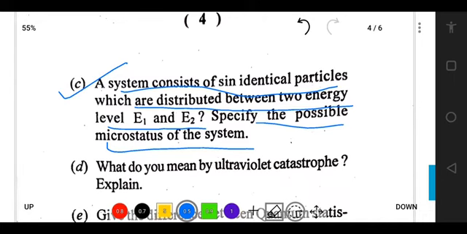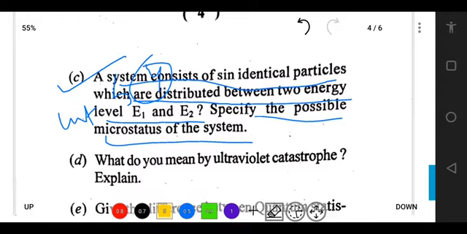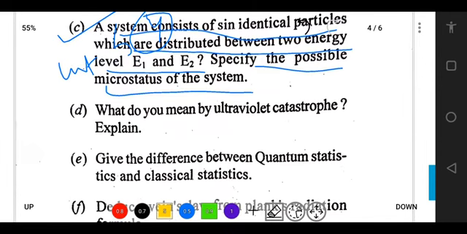This will be asked in Unit 4. Okay, what do you mean by ultraviolet catastrophe? It asks what you mean by ultraviolet catastrophe. This is the most important question, which will be asked again, repeated in the previous 3 years.